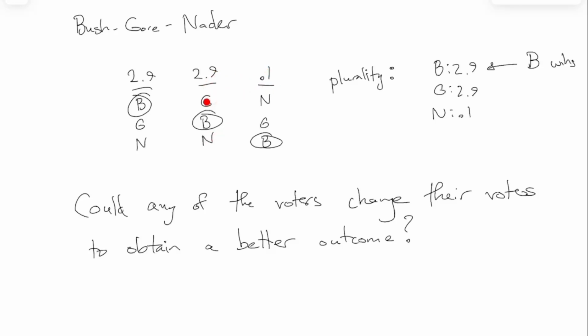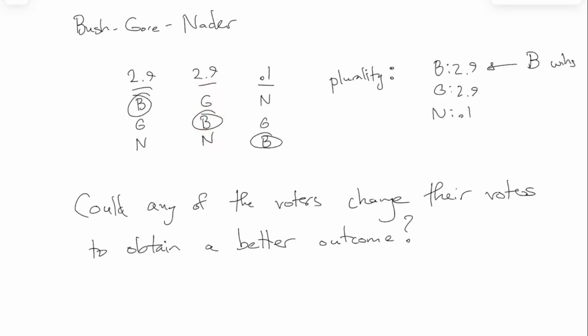Because then there'd be an N here, and N would get 2.9 plus 0.1. And then you have to think, okay, if they change in that way, then Nader would win. Is that a preferable outcome in their opinion? I think it's not, because actually Nader was their last choice. So these people don't want Nader to win, so they should not make that choice.